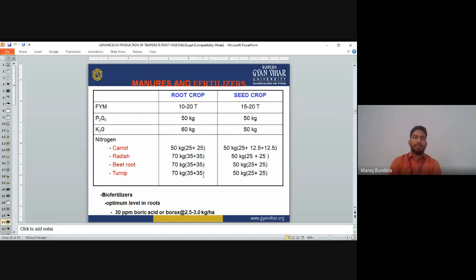Why do we not apply nitrogen at one time? Because nitrogen is lost due to denitrification and leaching. It goes down to the lower parts of the soil and is not available to the plant. So we apply nitrogen in split doses, so that whenever we apply, it is available to the plant. Biofertilizers: for optimum level in roots, 300 ppm boric acid or borax 2.5 to 3 kg per hectare is applied.